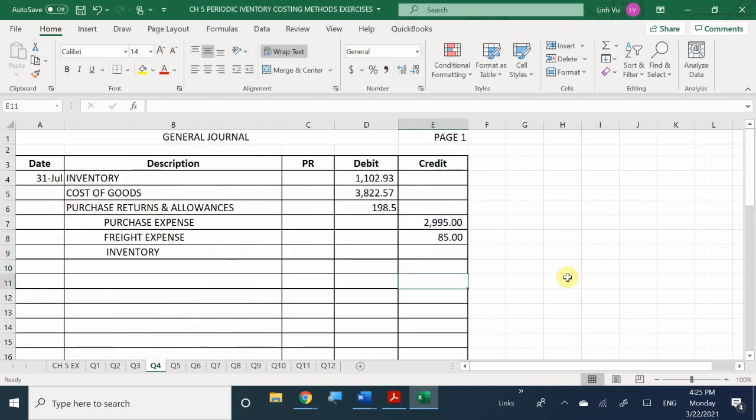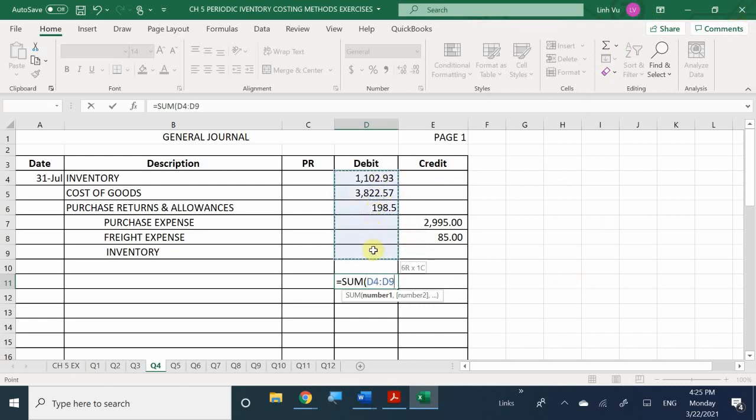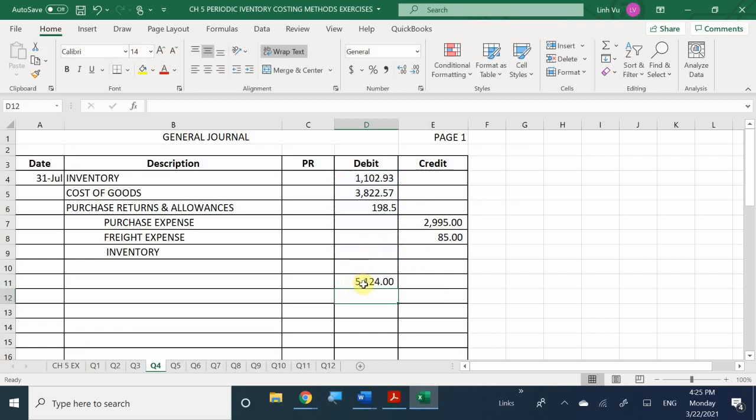Okay. So once again, let's go ahead and test our hypothesis to make sure that our debits match our credits. So on my debit side, I have a total of 51.24. And then on my credit side, I have 3,080. All right. What am I missing?